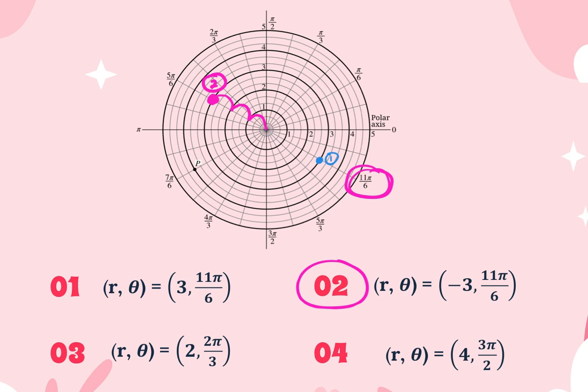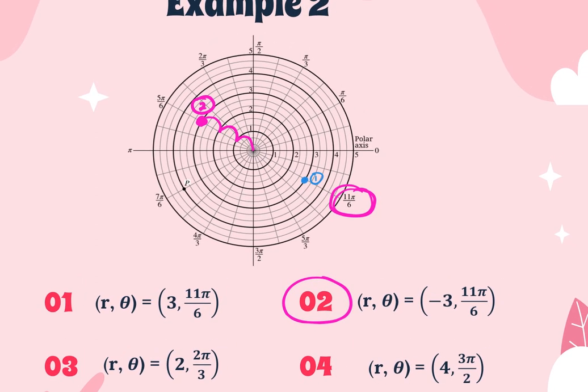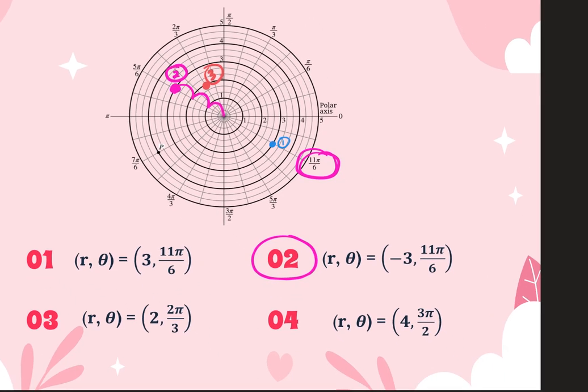Correct. All right, 3 says 2 and 2 pi over 3. Where's 2 pi over 3? Second quadrant, and I go to the second ring. So that's 3. That was this one. And then 4, 3 pi over 2. Where's 3 pi over 2? At the bottom, right? So then I go to the 4th ring, and that's 4.